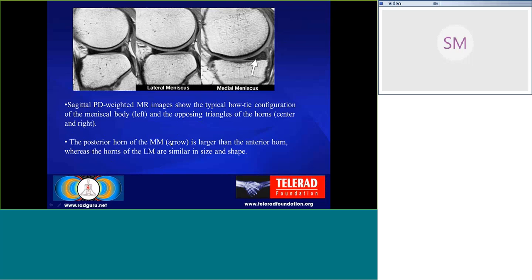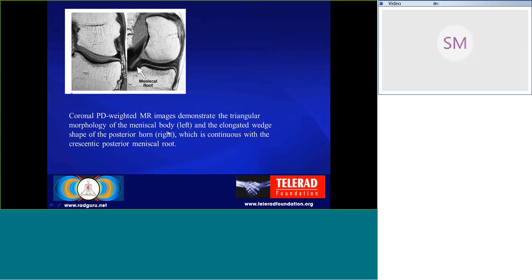This is the sagittal PD weighted image that shows a typical bow-tie configuration of the menisci. That is, the body of the meniscus, the anterior and posterior horns of the lateral meniscus, and this is the anterior and posterior horns of the medial meniscus. Usually, the posterior horn of the medial meniscus is larger than the anterior horn. But in the case of the lateral meniscus, the anterior and posterior horns are almost the same in size. On coronal PD images, we can see the triangular morphology of the meniscal body.